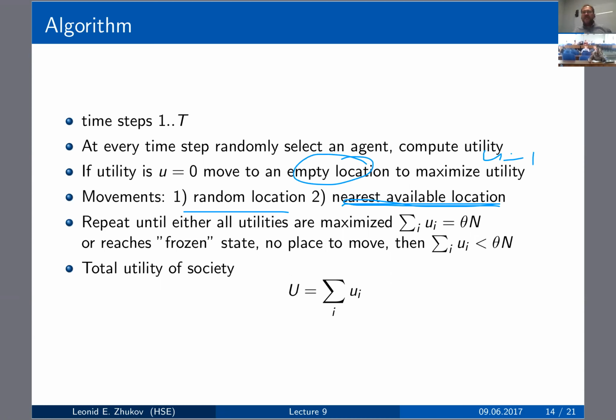So select the nearest location that is empty, it's available, and where if the agent moves to that location, it's still going to be satisfied and give it utility equal to 1. And we're repeating this process until either all utilities are maximized, and that means pretty much everybody is happy, we have a completely happy society, or we reach this frozen state where there is no place to move.